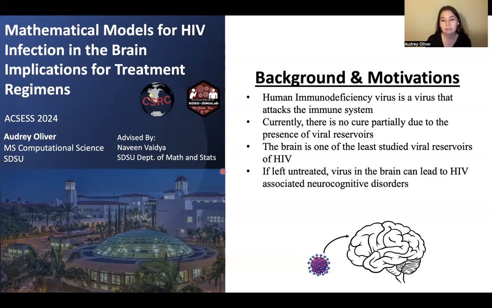Human immunodeficiency virus is a virus that attacks the immune system, and currently there is no cure, partially due to the presence of viral reservoirs, or anatomical sites in which the virus can lay dormant for years before actively reproducing again. And so we're concerned with the brain specifically because the brain is one of the least studied viral reservoirs of HIV. And if left untreated, the virus in the brain can lead to HIV-associated neurocognitive disorders. So our goal here is to utilize mathematical modeling in order to gain more insights about the viral replication within the brain in order to make better informed decisions in terms of treatment regimens for patients.